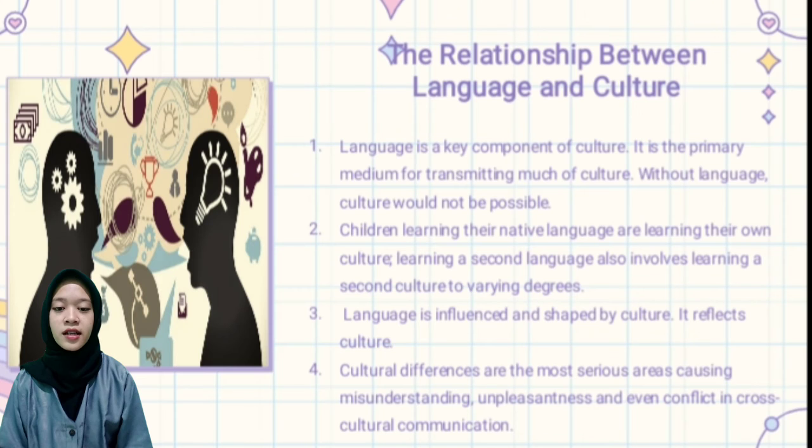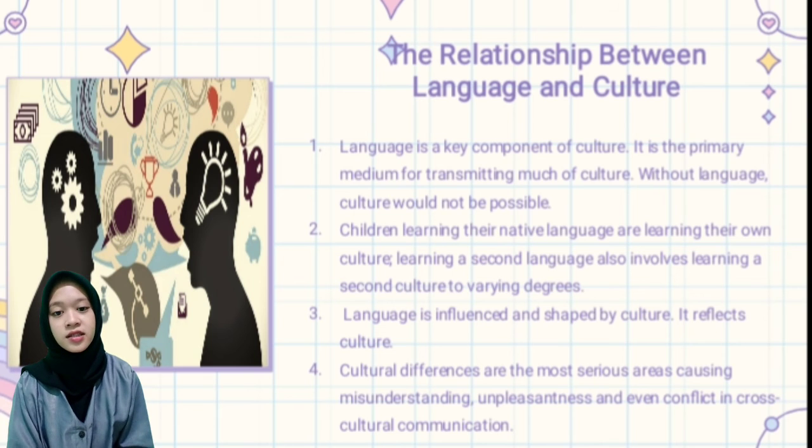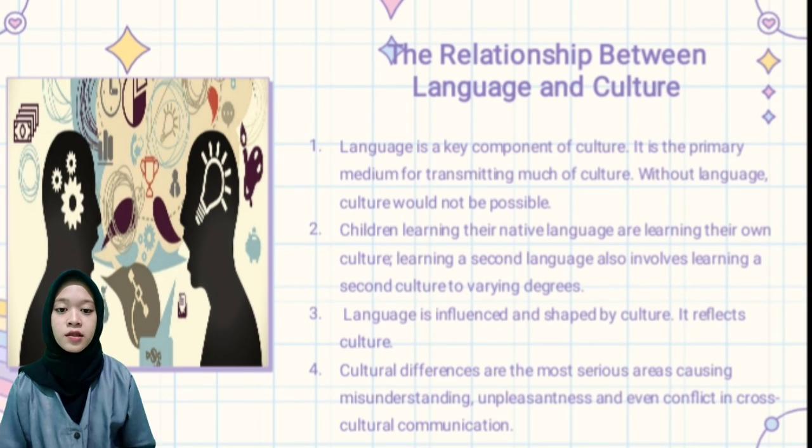Next is about the relationship between language and culture. We can summarize the relationship between culture and language as the following. The first, language is a key component of culture. It is the primary medium for transmitting much of culture. Without language, culture would not be possible.